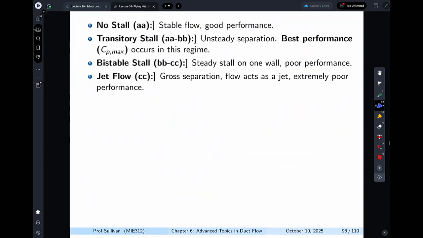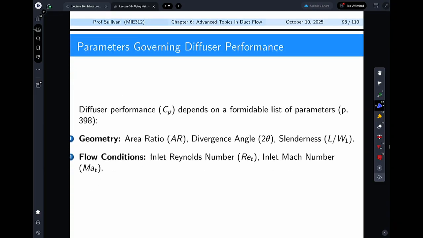Okay, so ideally you have no stall. You mostly have transitory or bistable stall, and you try to avoid jet flow. So again, it's really dependent on the inlet momentum of the fluid. If it can just power its way through, it will cause all sorts of secondary flow. If it can expand gently without a lot of trouble, it will have no stall. But all of these cases end up as different values on that chart I showed earlier.